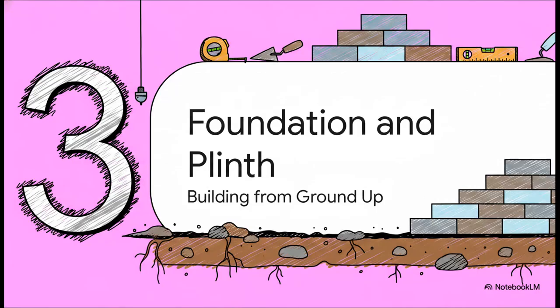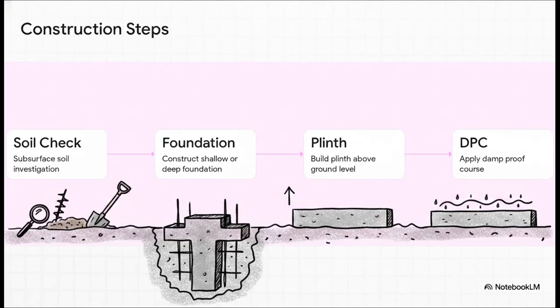Which brings us to Part 3, the foundation and plinth. The step-by-step process of building a wall actually starts deep, deep underground. We have to establish rock-solid stability before we ever reach the visible floor level. I mean, we can't exactly just drop a building on the grass, right? Geotechnical engineers have to investigate the soil first. Only after that's done do we construct the actual foundation, build our way up to the plinth, and finally apply our moisture protection.